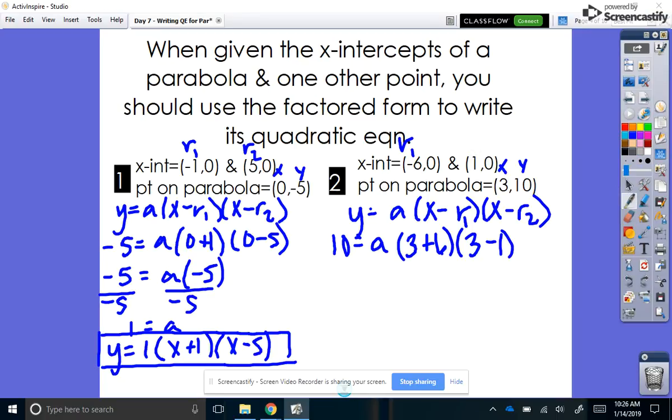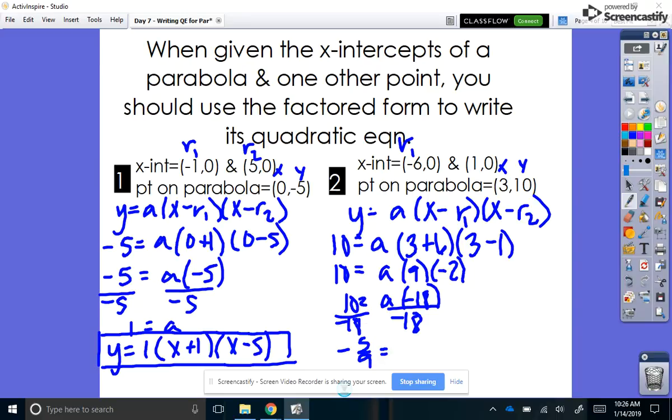Okay, so solve for a. 10 equals a times, this will be 9 and negative 2. So 10 equals a times negative 18. Divide by negative 18. 10 over negative 18 reduces to negative 5/9. So the equation should be negative 5/9 times x plus 6 times x minus 1.